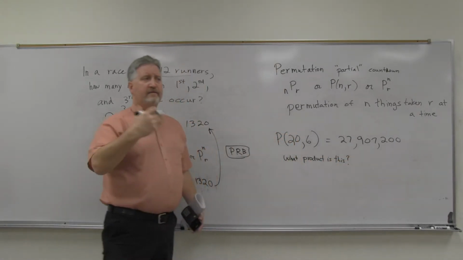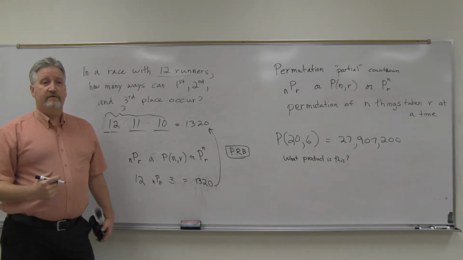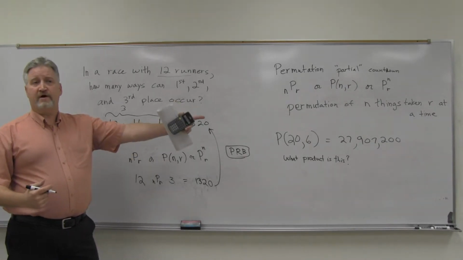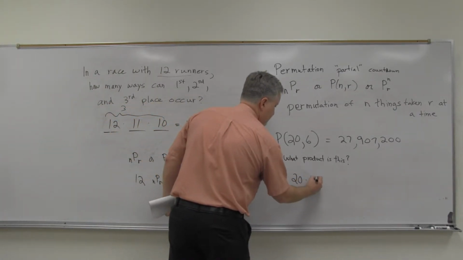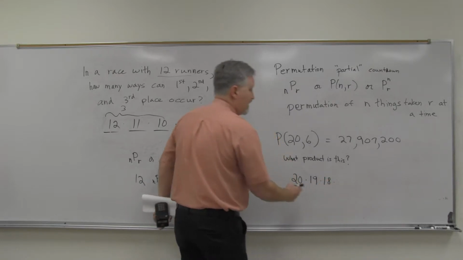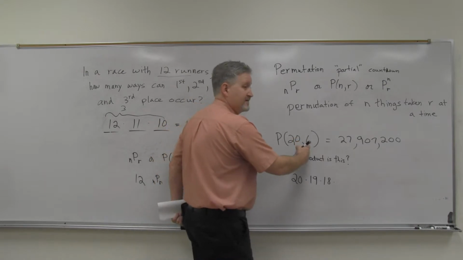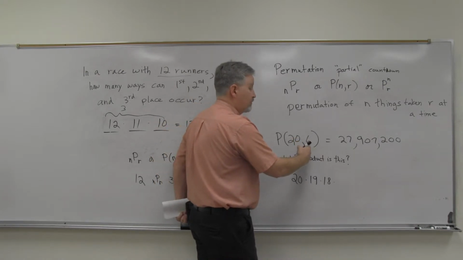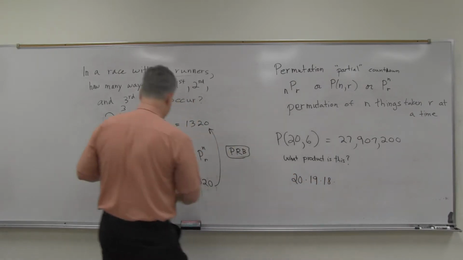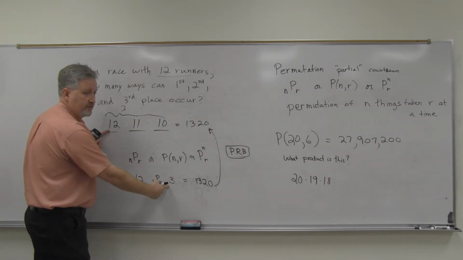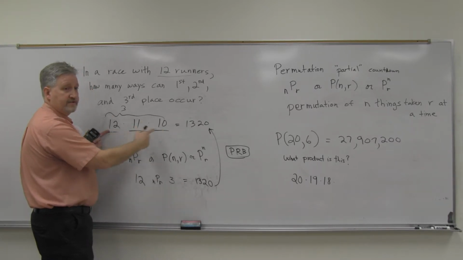So understanding what that represents is important too. So what product would that be? Well, it's a partial countdown. Where do I start? Start at 20, count down, 19, 18. Now, how many do I write out? I don't go down till 6. I write it out until I have 6 numbers. You see what I'm saying? Just like here, this one didn't go from 12 to 3. It just went to 10 because there's three numbers there.